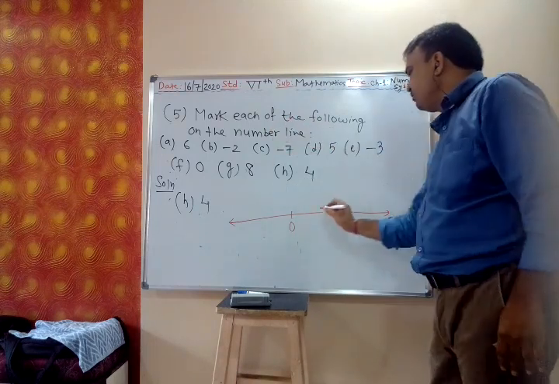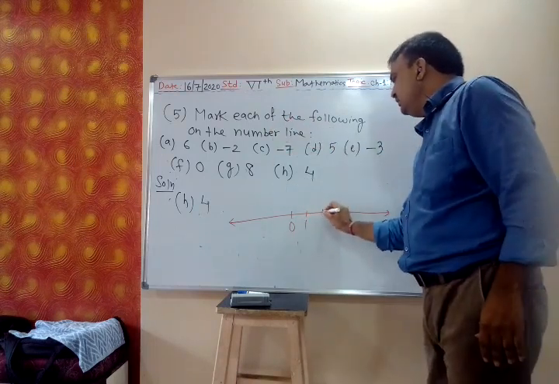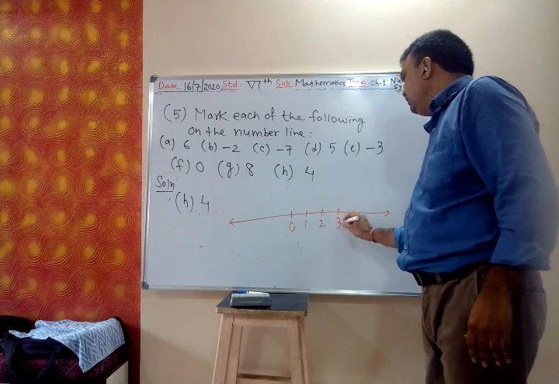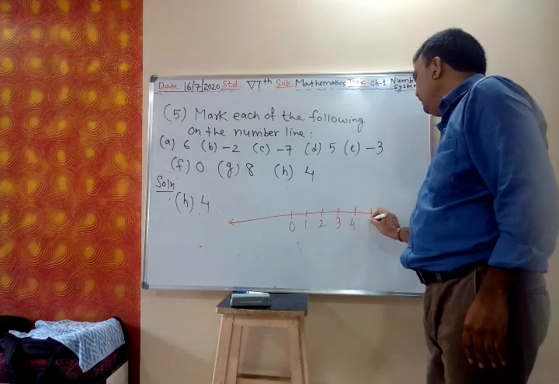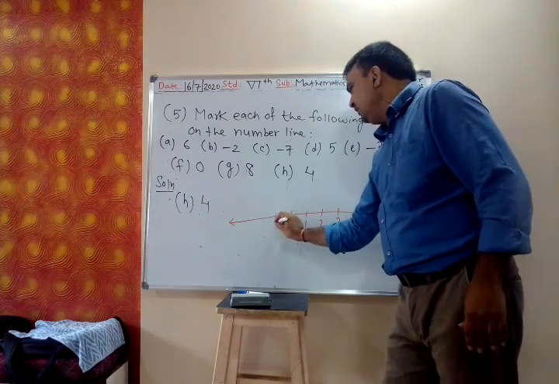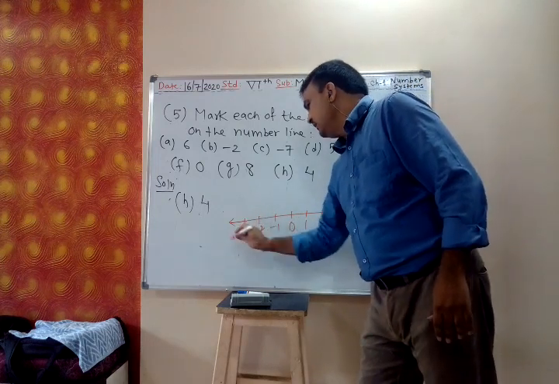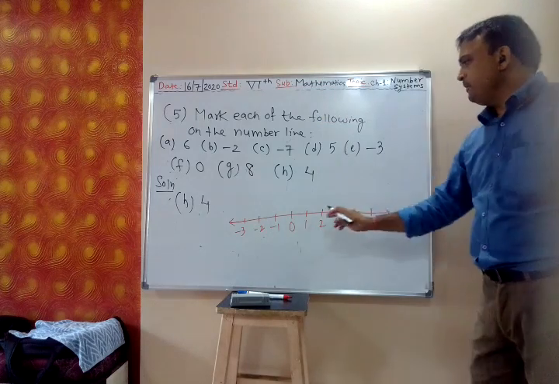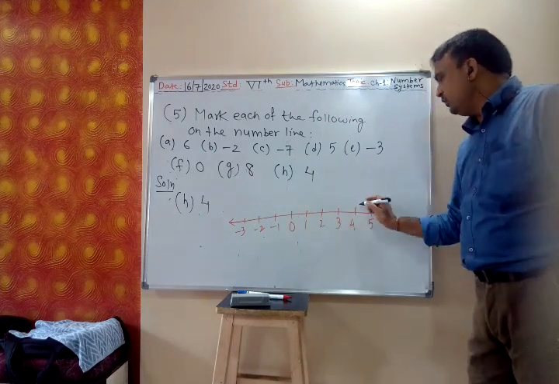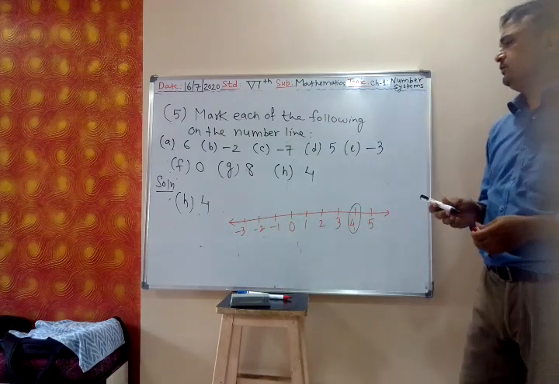On the right. So 1, 2, 3, 4, 5. On this side you can write -1, -2, -3. It does not matter. But where is number +4? 1, 2, 3, 4. This is my +4. You have to circle this +4.